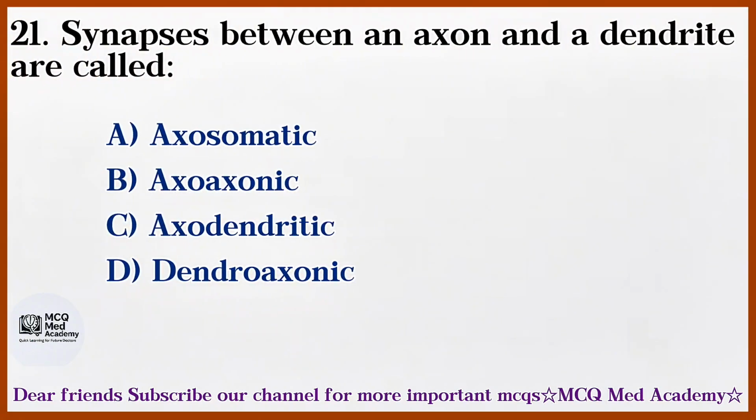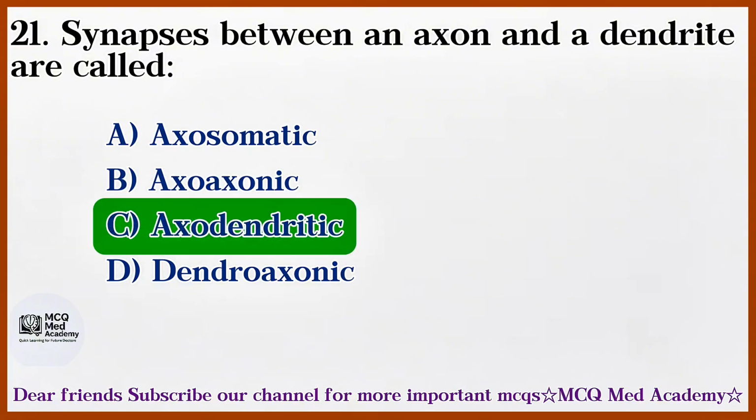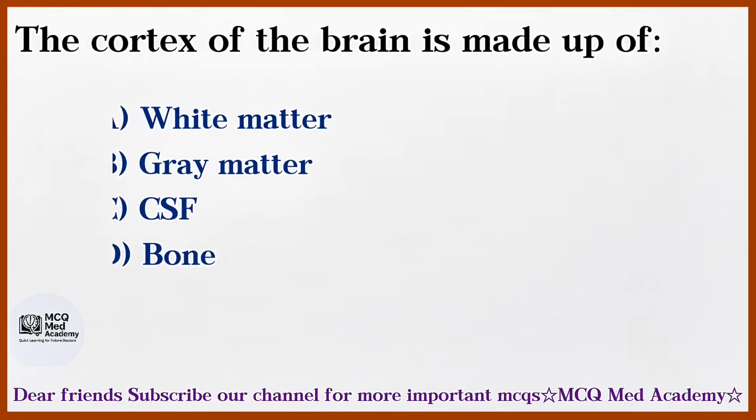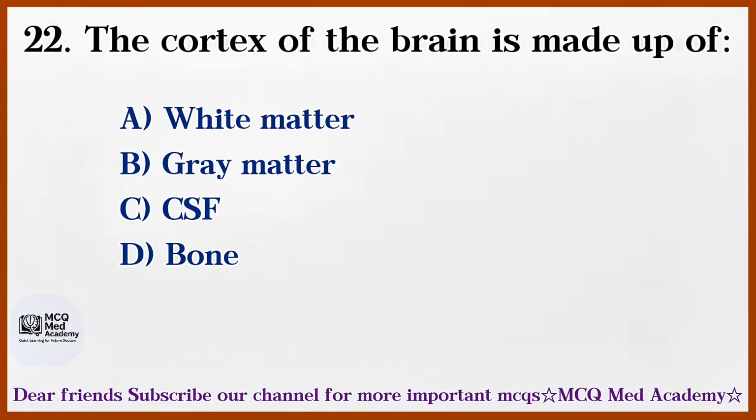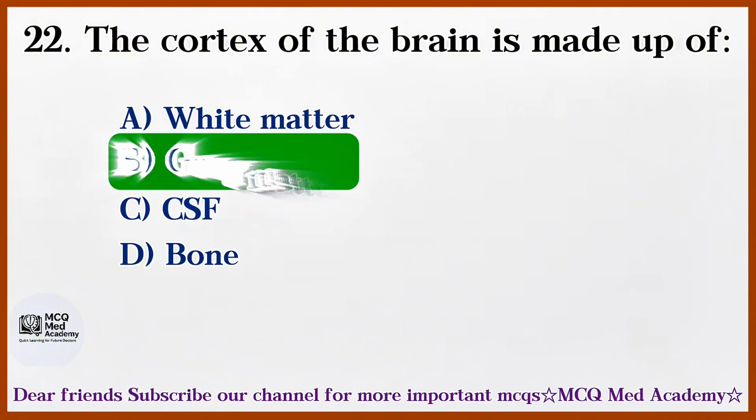21. Synapses between an axon and a dendrite are called: Correct answer, C. Axodendritic. 22. The cortex of the brain is made up of: Correct answer, B. Grey matter.